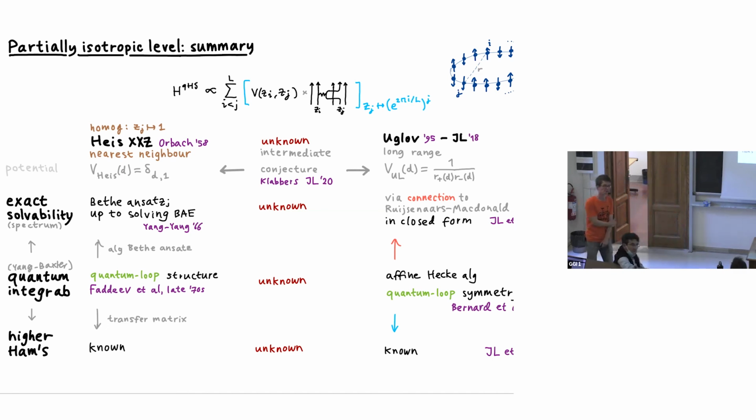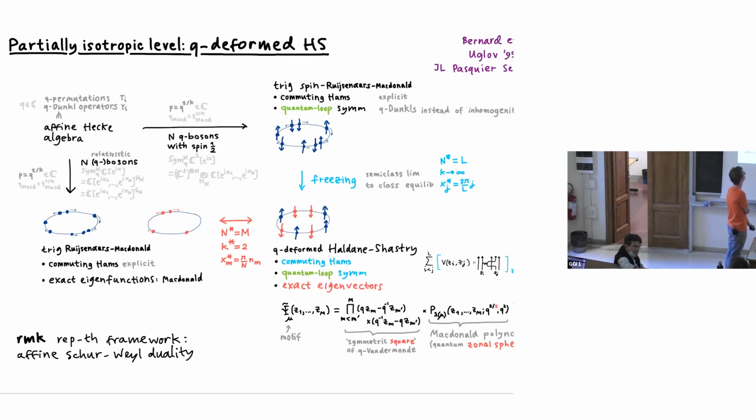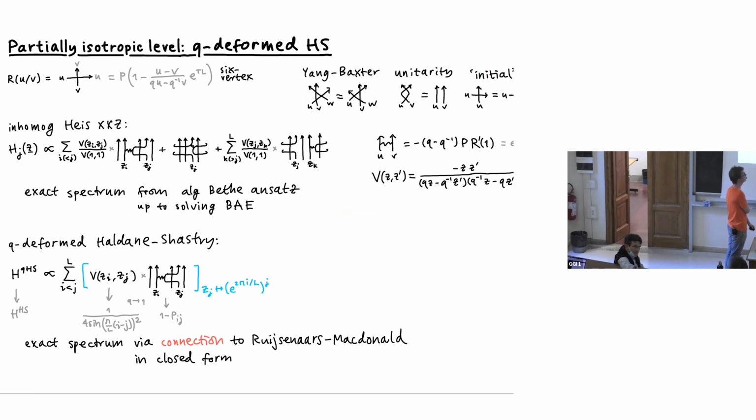Do I understand correctly that you start with the isotropic 6-vertex model, then you Q-deform it, then you construct inhomogeneous transfer matrices from which you get the Q-deformed Haldane-Shastry model, and then Q to 1 would give you the usual Haldane-Shastry model? Is that correct? No, well, okay, the 6-vertex is already Q-deformed, right?